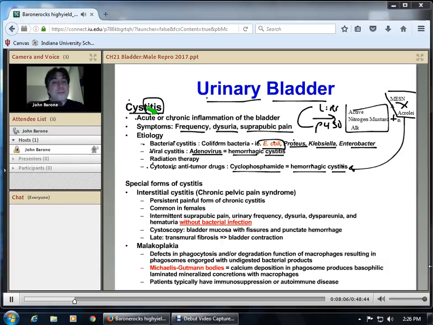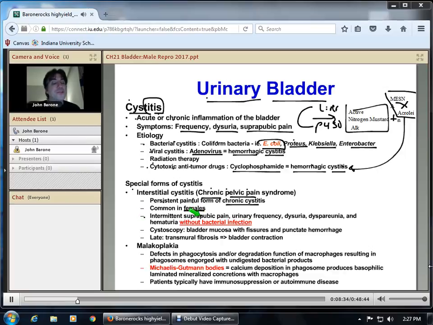All right, now there's some special forms of cystitis, some really unique ones. Now the first one is called interstitial cystitis, also known as chronic pelvic pain syndrome. Now think about that, chronic pain in my pelvis. This is very uncomfortable. This is not cool. So this is a persistent, painful form of chronic cystitis. It's much more common in females, although males can get it too.